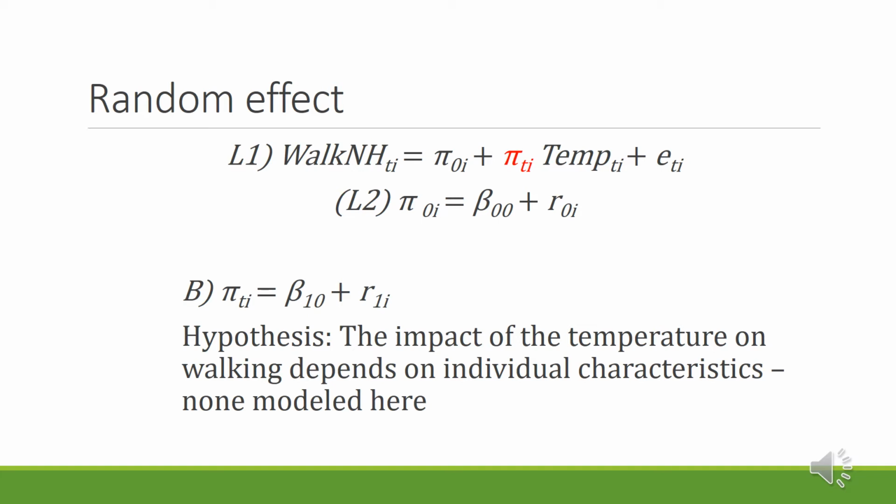Here we have the random effect model, where now the hypothesis is that the impact of the temperature on walking depends on individual characteristics. So while there might be an average reduction of walking time, let's say 10 minutes per week for every 2 degrees. I was saying 10 earlier, it seemed a little too little. But there's an average effect, which is our beta 10, but then there's a random effect. So we assume that different people will have different reactions to an increase in temperature.